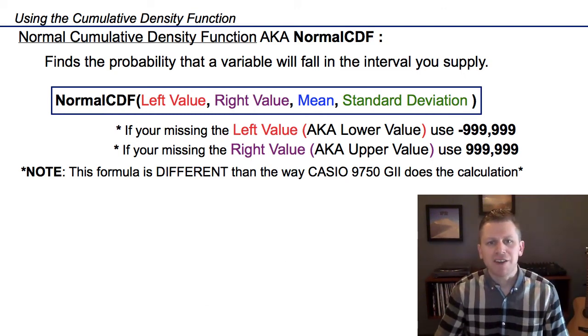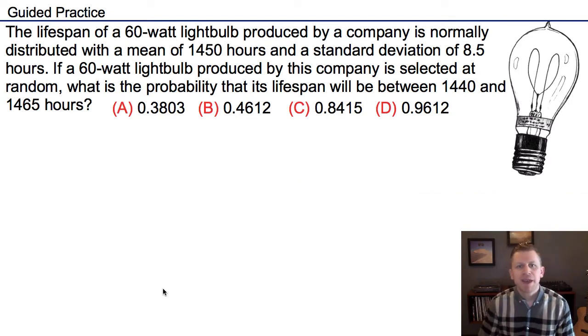Let's do a problem together. Here we're talking about the lifespan of a 60-watt light bulb produced by a company that's normally distributed with a mean of 1,450 hours and a standard deviation of 8.5 hours. What we want to know is, if we select some random light bulb produced by this company, what's the probability that the lifespan will be somewhere between 1,440 hours and 1,465 hours?